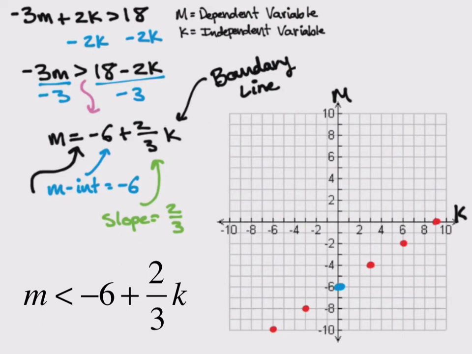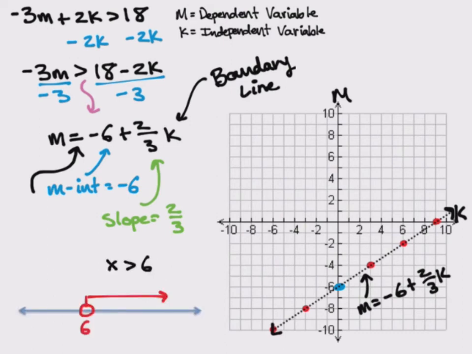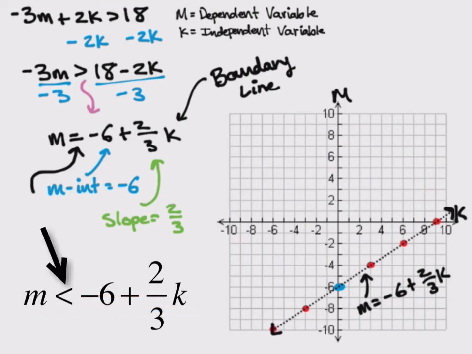We're not going to draw a solid line anymore. Now we're going to draw a dashed line. And drawing a dashed line here is exactly the same as when we used to draw an open circle on a number line to show that that boundary number wasn't part of our solution set. And now we know to shade below our boundary line.